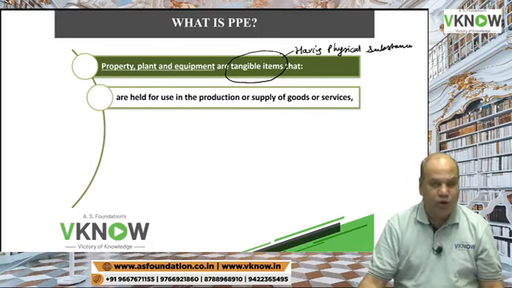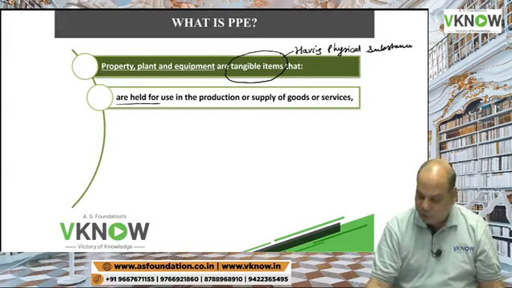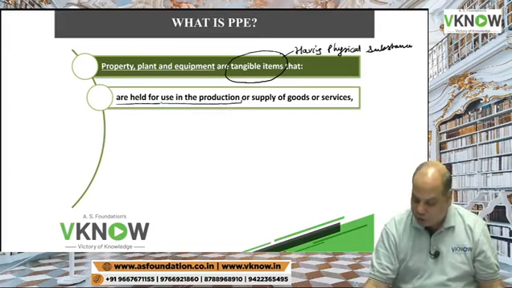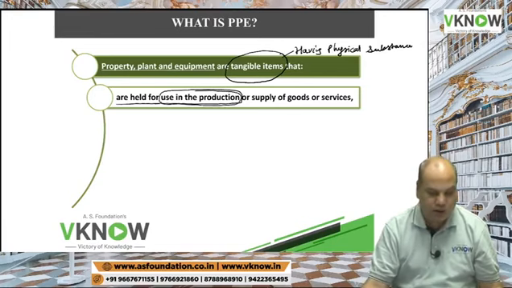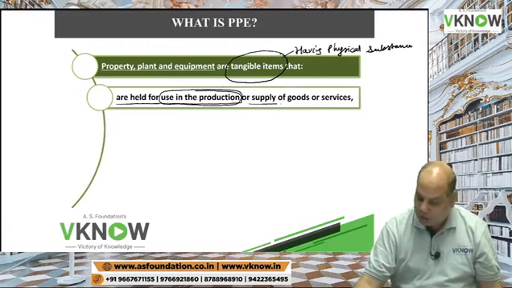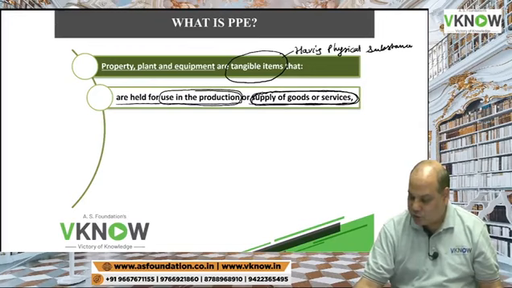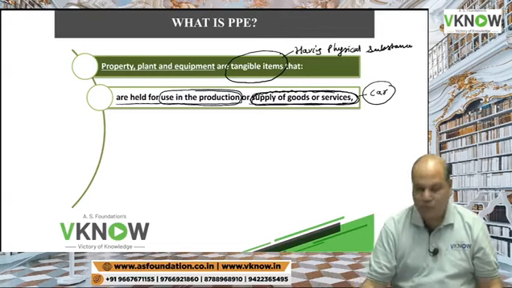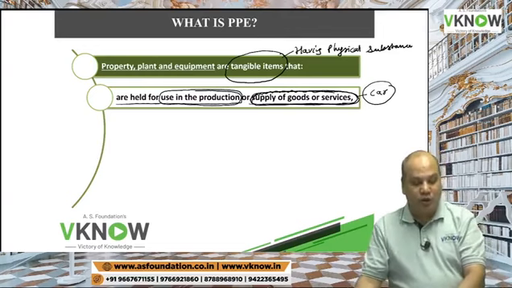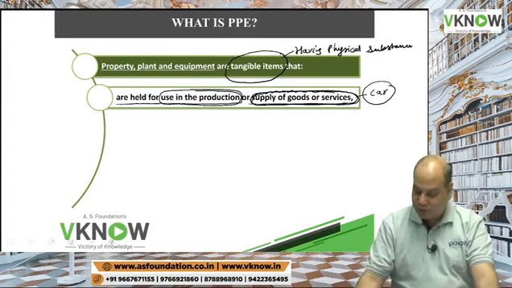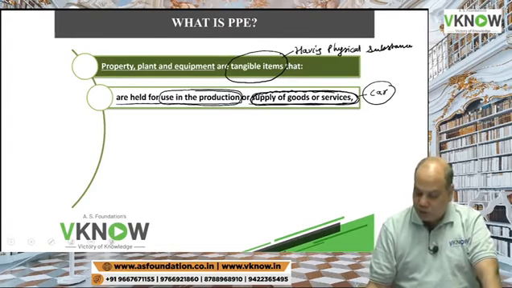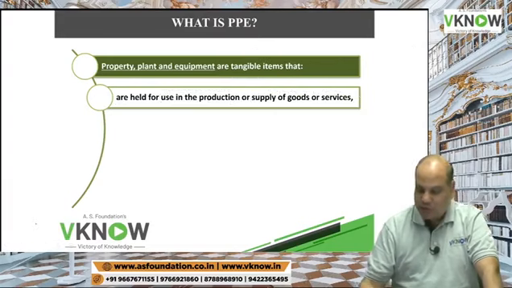When is an item called PPE? When it is held for use in the production, so usually machine, plant, factory, building, or for supply of goods or services. There are a lot of assets which are useful in supply of goods or services. My car is for providing service. I use my car to come to the classroom so that I can teach you. Then your computer provides you service.